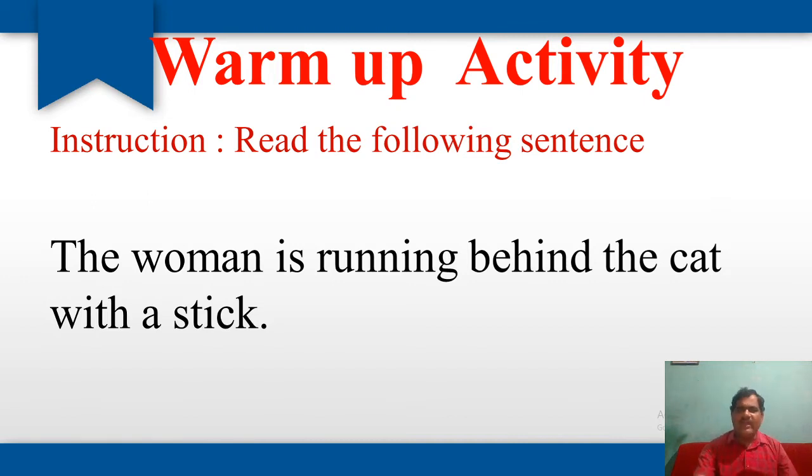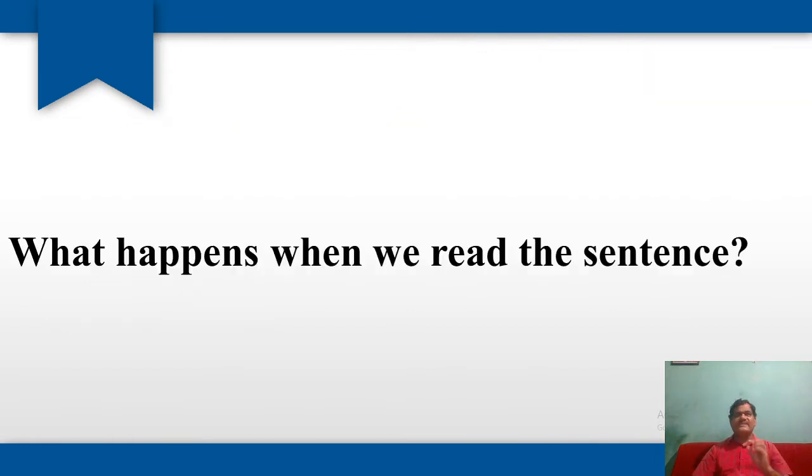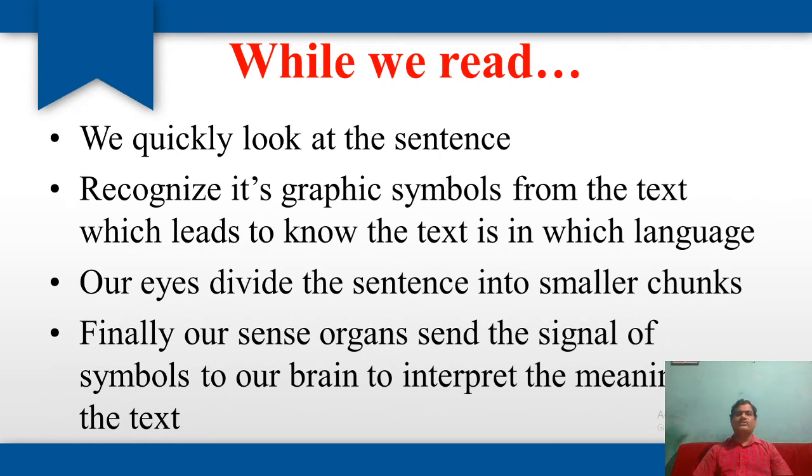While you are reading, what happens in your mind? We read a particular sentence, the one I have given. What happens in your cognitive level? Please think for a few minutes. How were you able to read the sentence? At the first step, you quickly looked at the sentence to get an overview. Then you recognized the graphic symbols, the printed script, and you were also able to recognize in which language the text was written.